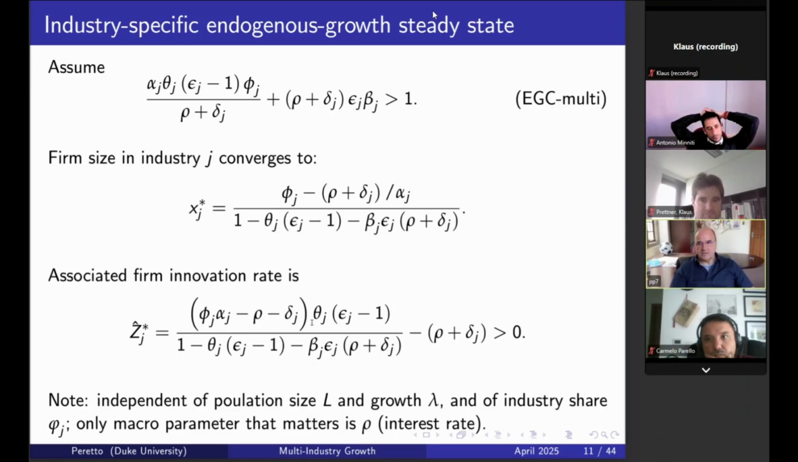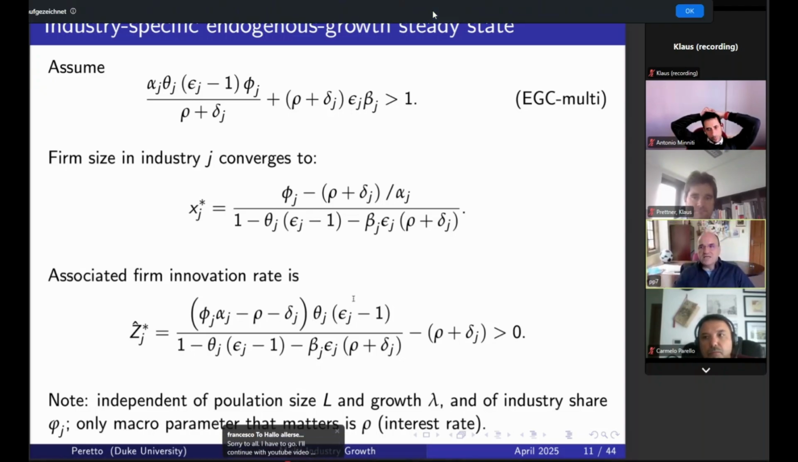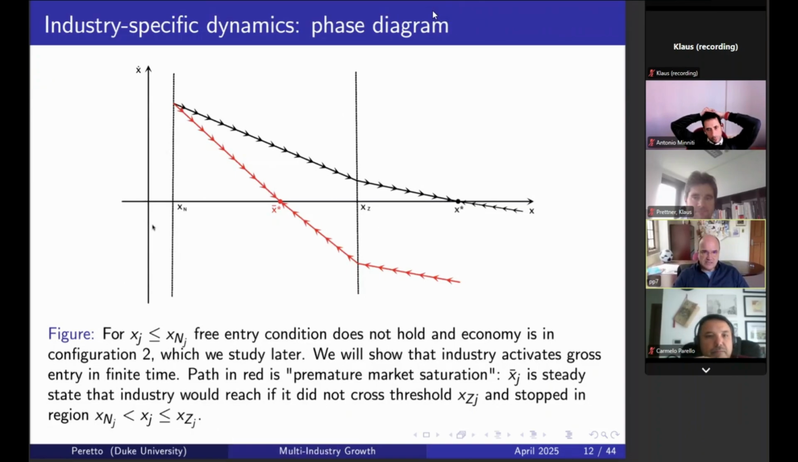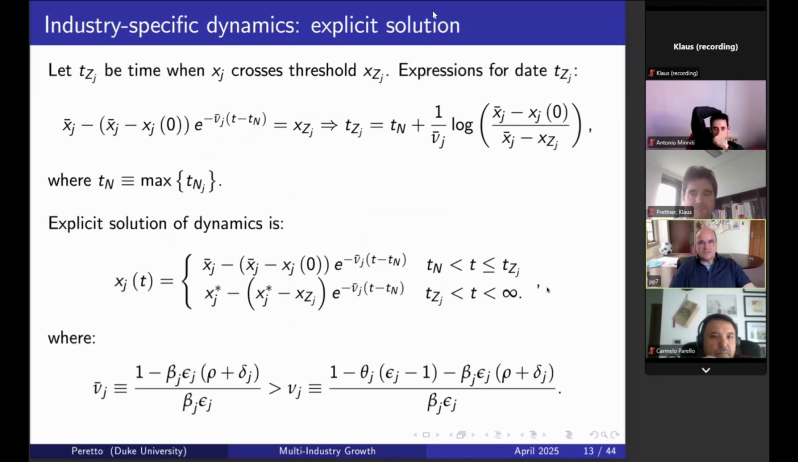Again, scale invariance is an industry level result here. It's not an aggregate property, a property of the general equilibrium. Scale invariance is a property that holds industry by industry here. Okay, so this is the kind of phase diagram that you can draw. I'm going to discuss later what happens potentially in this region where there is at least one industry that is not in free entry equilibrium. Okay, so that's the structure, and so then you basically solve.